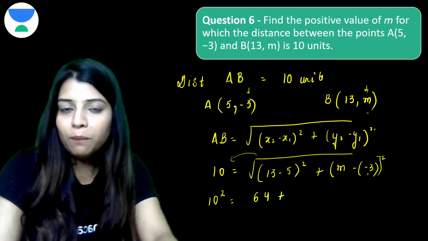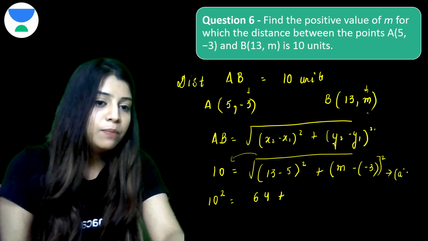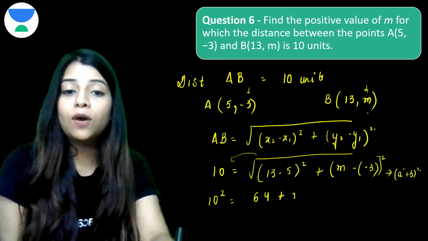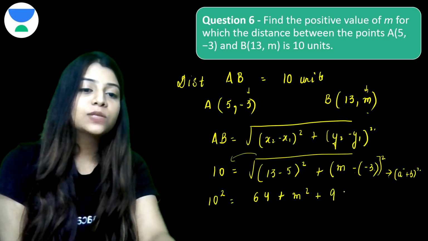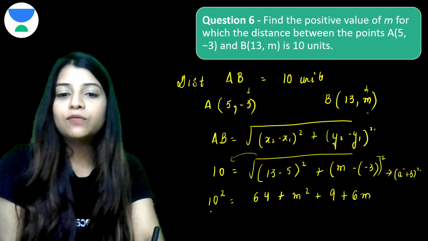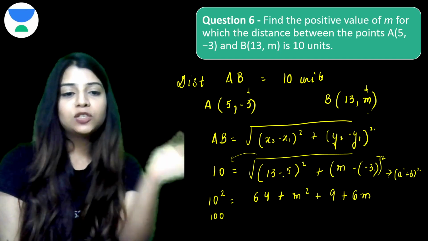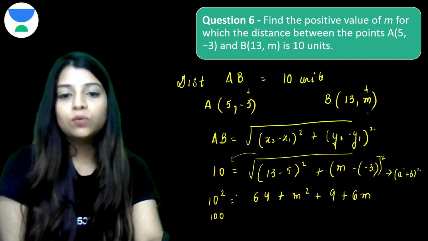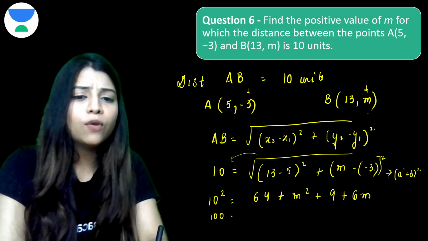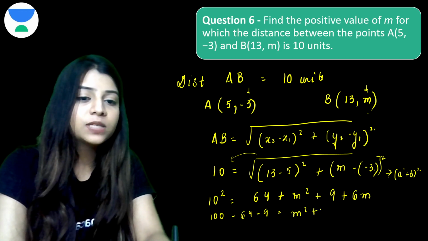The minus minus will form plus, and then I will apply the identity of (a plus b) whole square, which forms a square plus b square plus 2ab, that is 6m. So here we have 10 square, that is 100. Then 64 and 9 I can move to the other side, so it forms minus 64 minus 9 equals m square plus 6m.